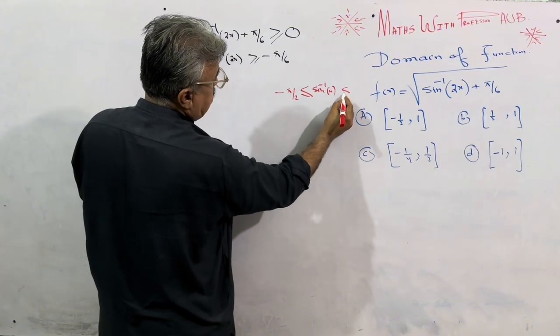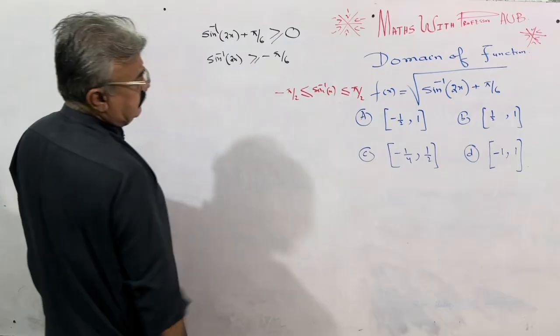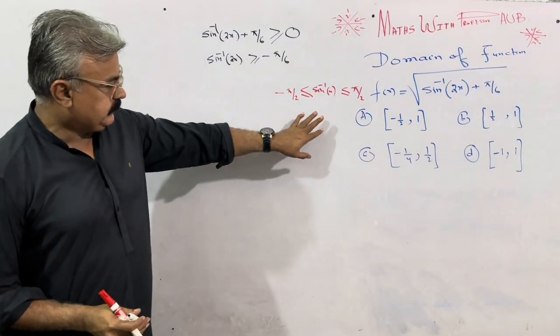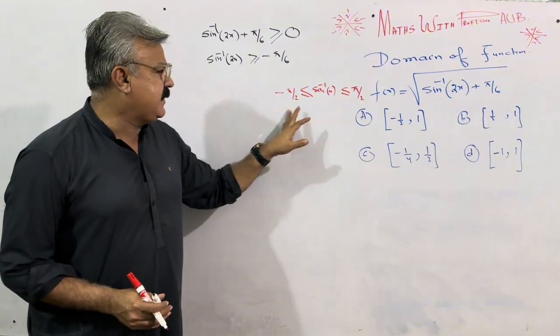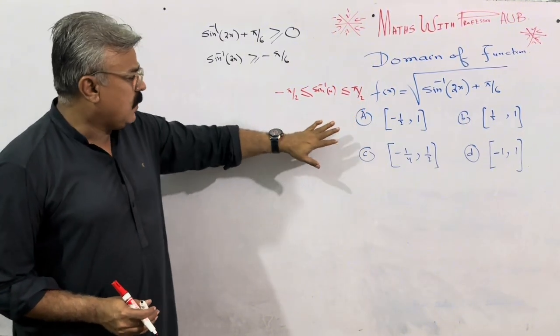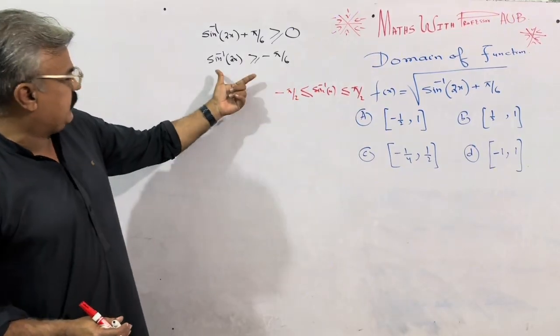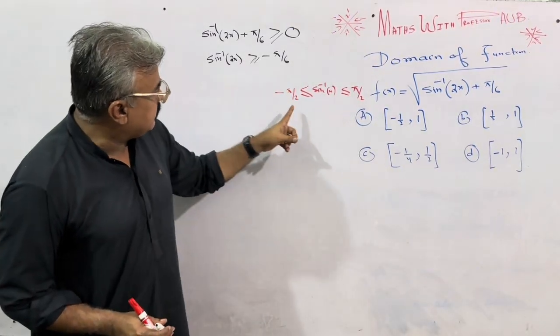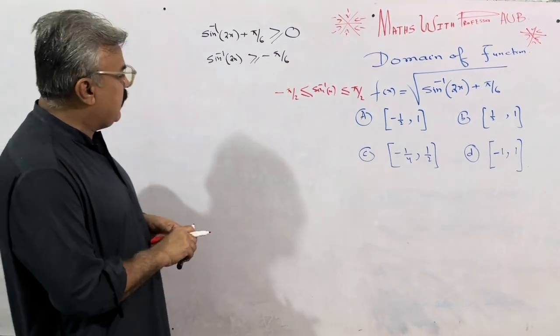This is the principal domain of this inverse function. Sine inverse x has principal domain from negative 90 to positive 90, that is, minus pi over 2 to positive pi over 2. We have to reconcile this restriction with this one. This restriction starts from minus pi over 2, and here we have something, minus pi over 6.